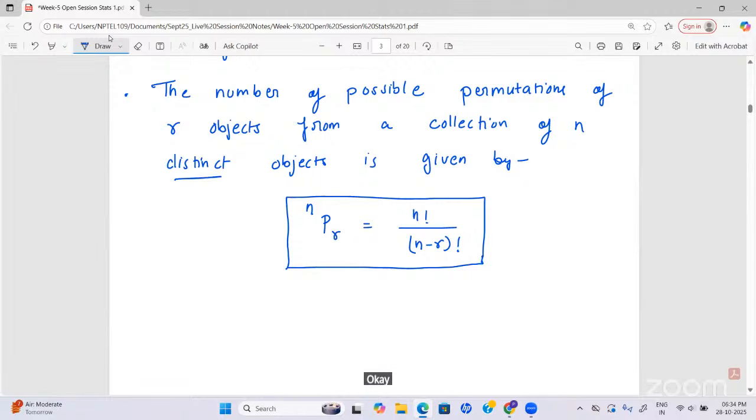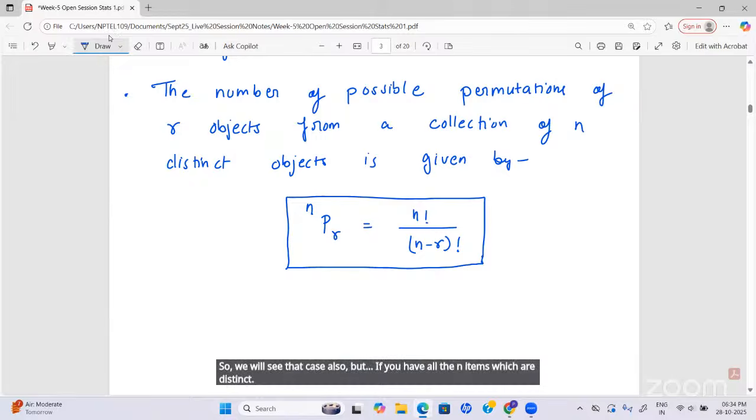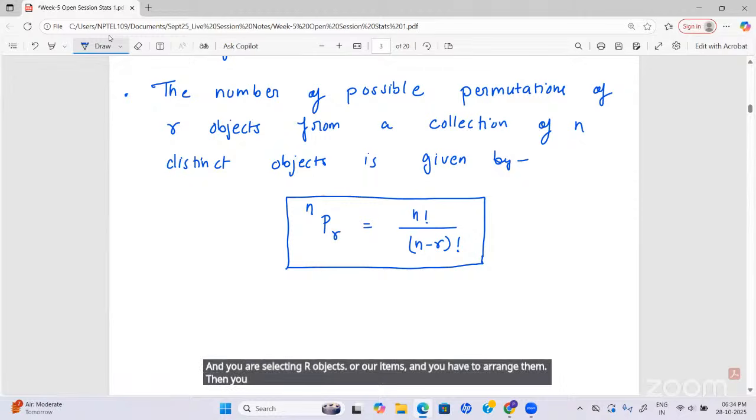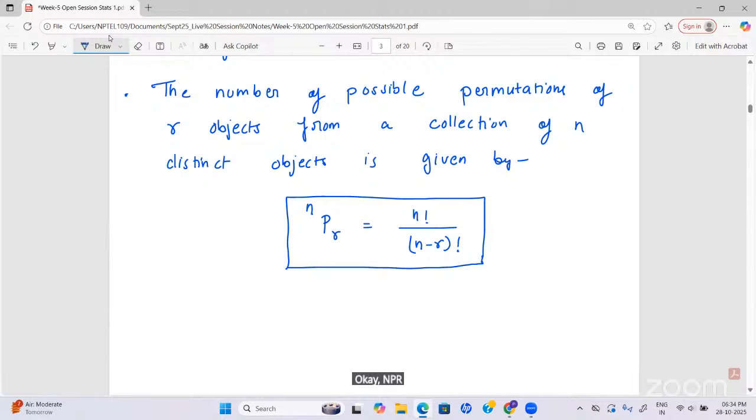We will later see the case where the items are not distinct, where the items are identical to each other. But if you have all the n items which are distinct and you are selecting r items and you have to arrange them, then you will use this formula. nPr is equal to n factorial divided by (n minus r) factorial.